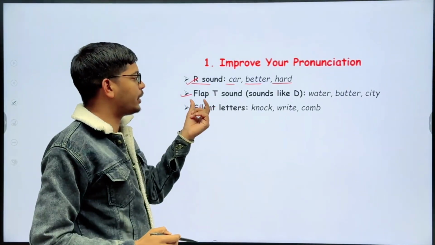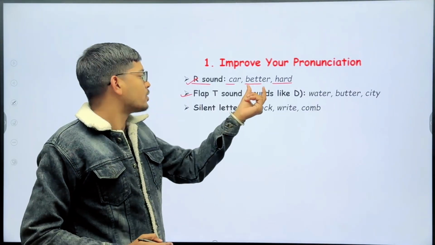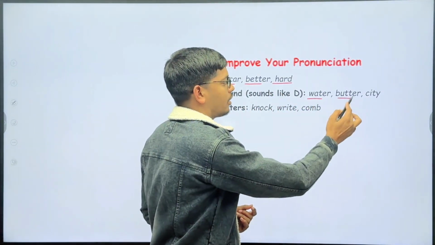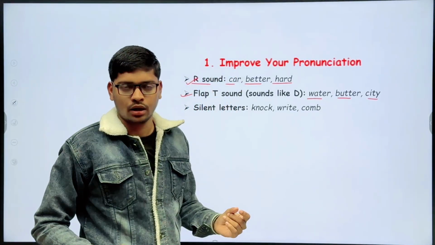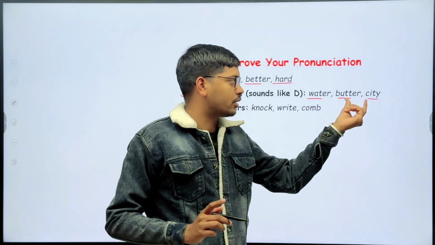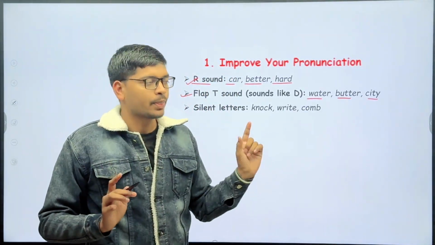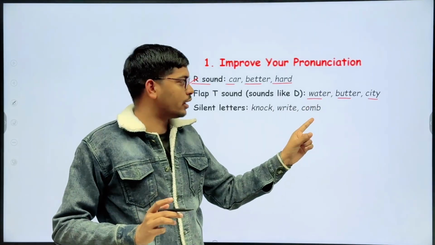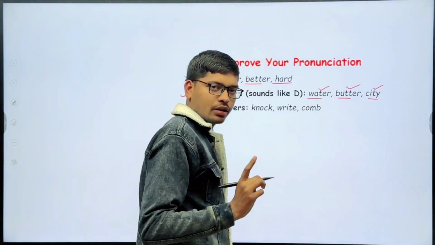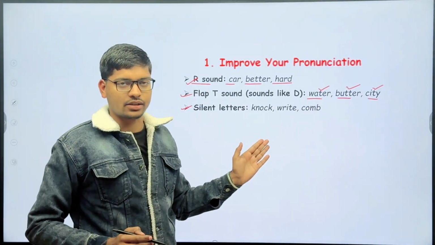Next, flap T sound like D. Flap T sound like D. For example, water, city. Okay, we don't say water, better, city. If you want to speak like an American, then you need to speak like water, weather, city. This type. Okay, next thing here, silent letters.